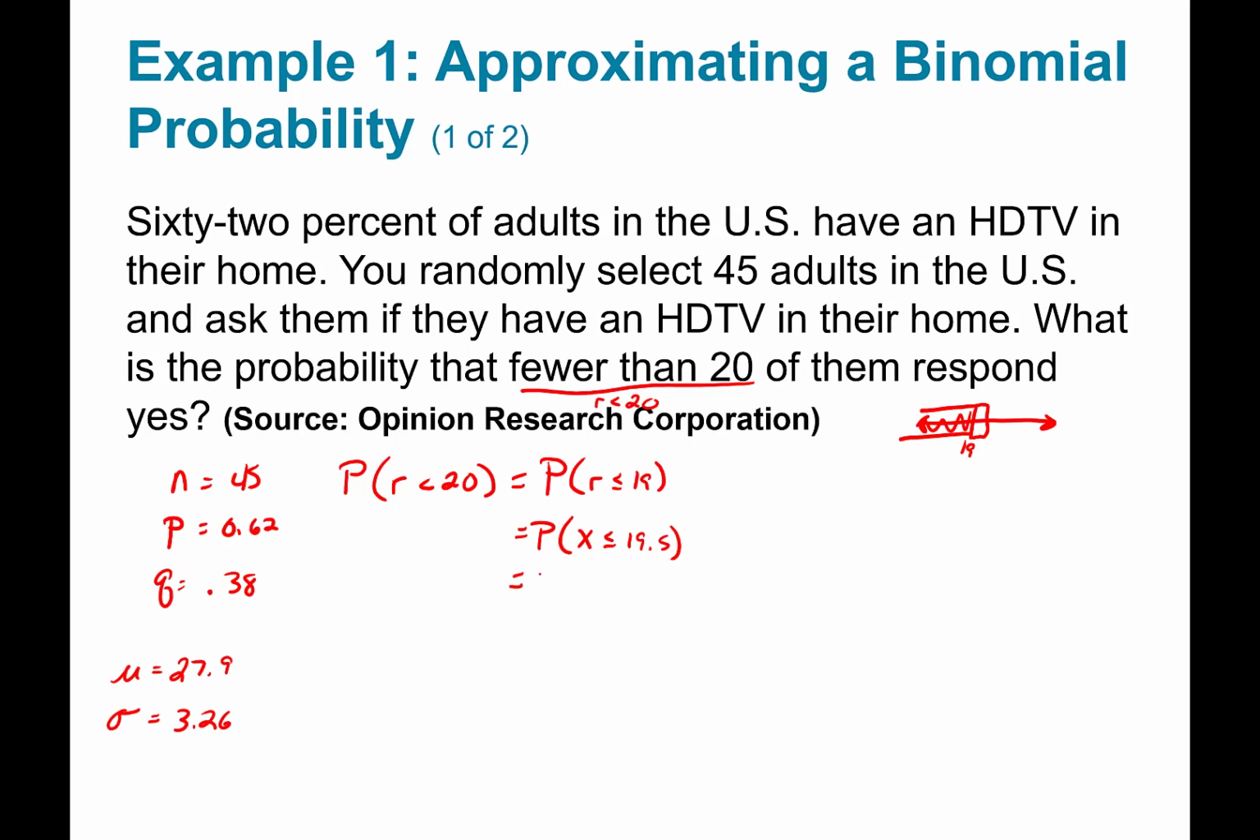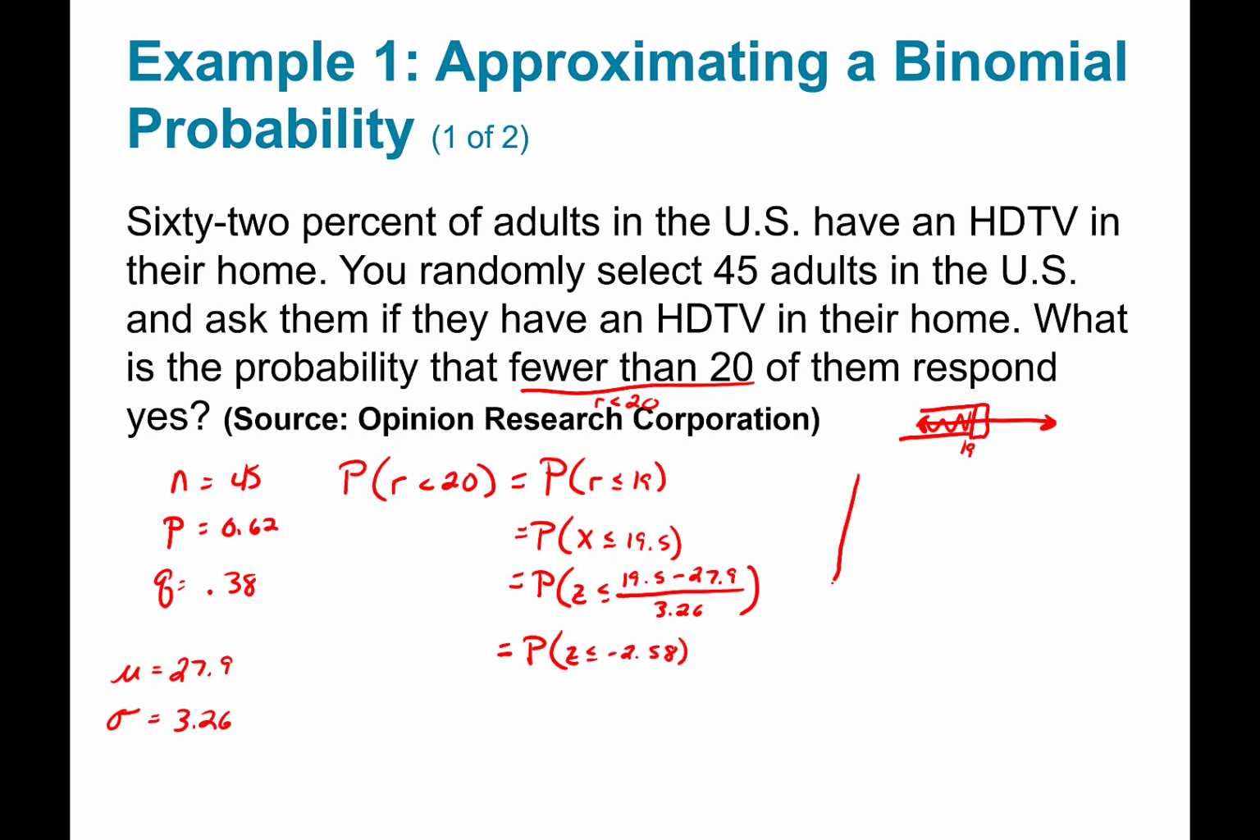So now let's go ahead and convert to z. So we're doing another calculation. z is less than or equal to, using our z-score formula, 19.5, our data value, minus our mean of 27.9, divided by our standard deviation of 3.26. So this becomes the probability that z is less than or equal to negative 2.58.